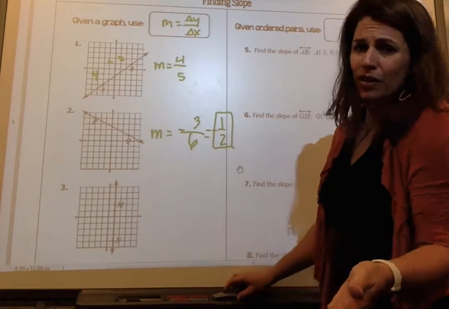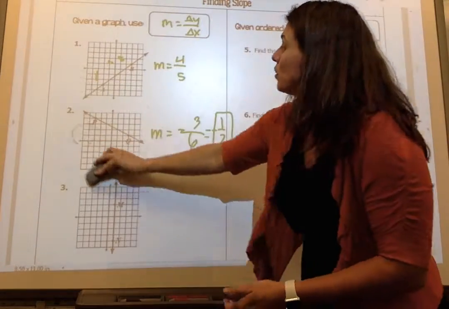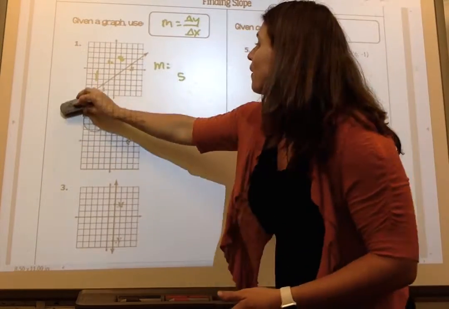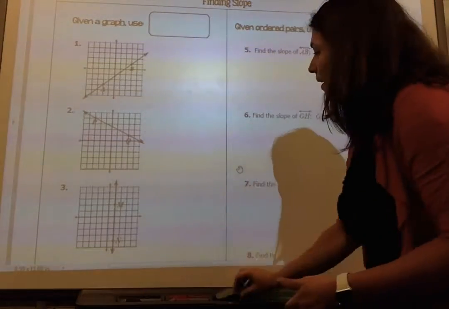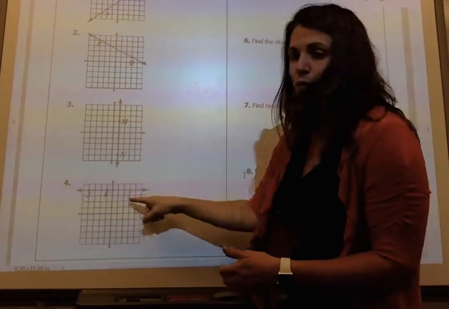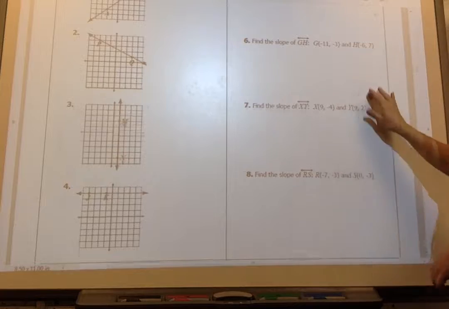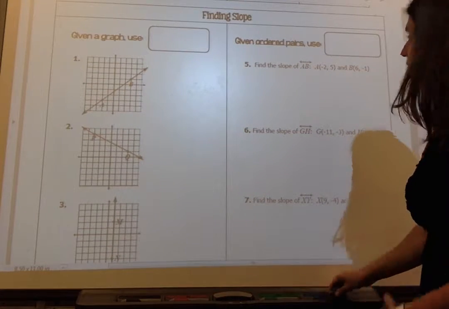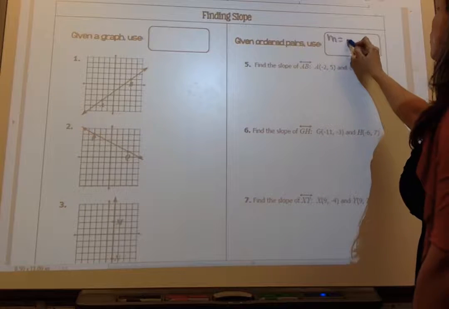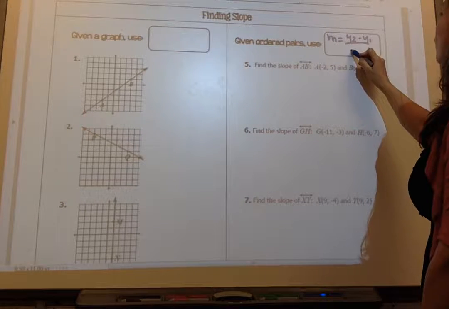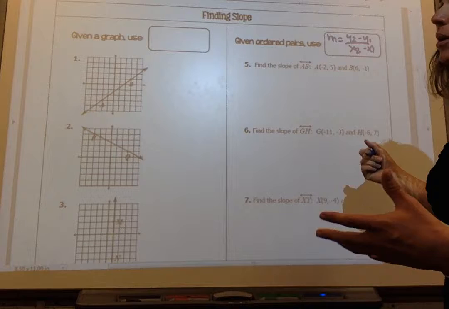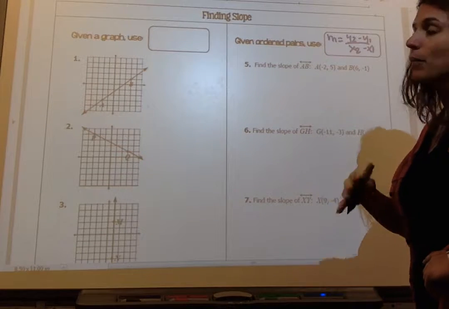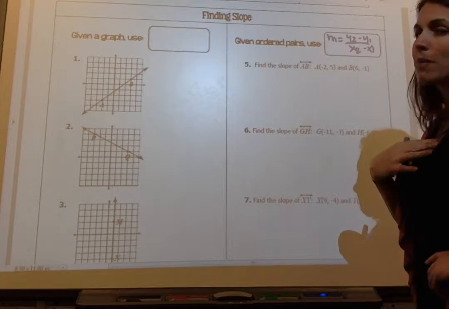Number 3, I don't even need to look at it to do any math. I can just look at that graph and know that it is undefined. Okay, so number 3 is undefined, and number 4 is a 0 slope. So that's how we look at it from a graph. When we have ordered pairs, this is when we use the y2 minus y1 over x2 minus x1. But if you'll remember, I preferred the graph. It was easier for me, or the table, excuse me. So it was easier for me to do it from a table.